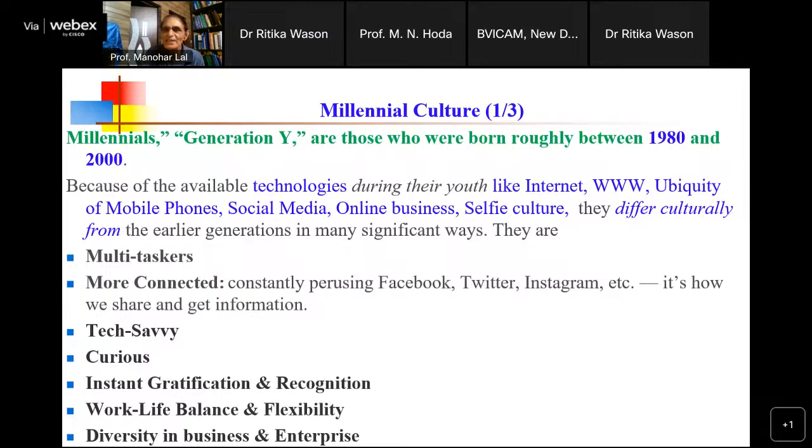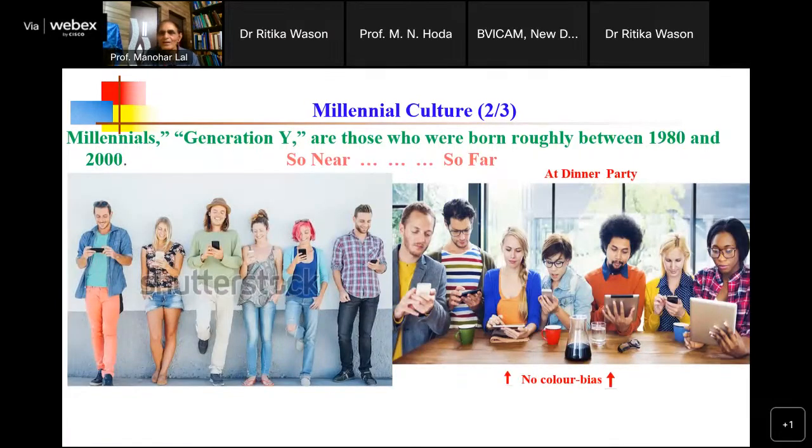Now you know Generation Y or 2000. They are different from our generations who were born between 1980 to 2000. They are multitaskers, more connected, tech-savvy, curious, instant gratification, work-life balance, diversity in business and enterprise. This is a culture which is different from the culture of the people born before 1980.